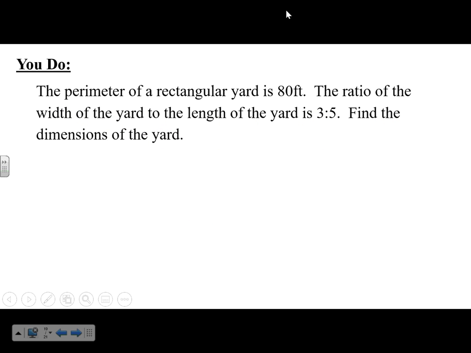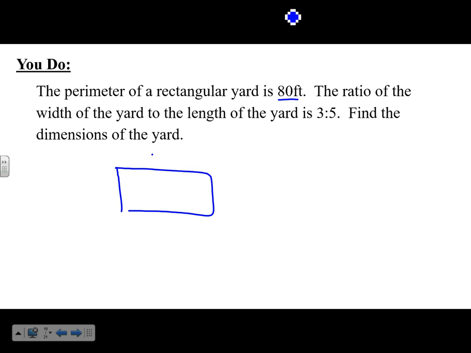The perimeter of a rectangular yard is 80 feet. The ratio of the width of the yard to the length of the yard is 3:5. Find the dimensions of the yard. Now that we've done this, the first one was a little more complicated, but this shouldn't be too bad. The perimeter is 80, and the ratio is 3:5.